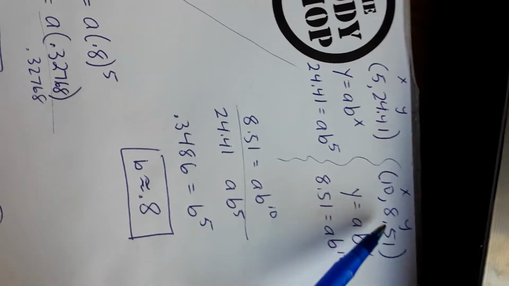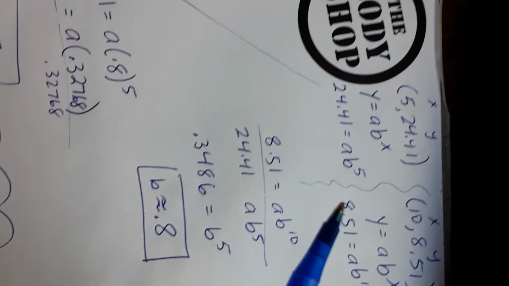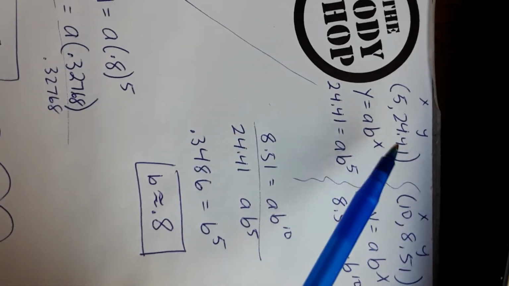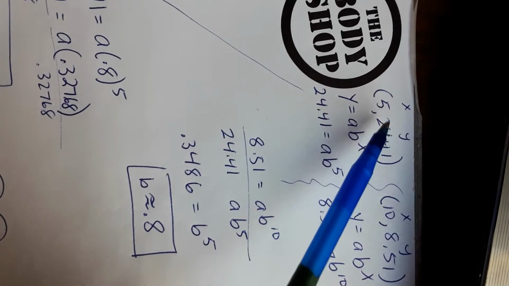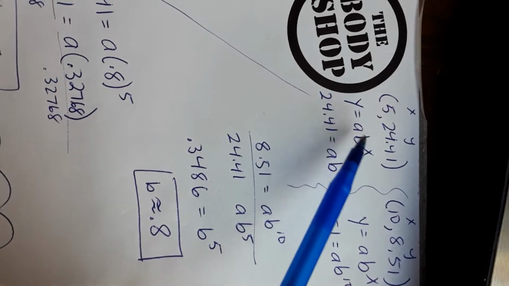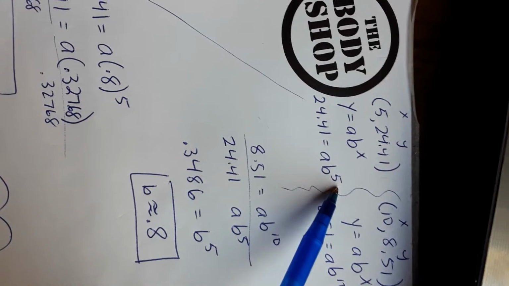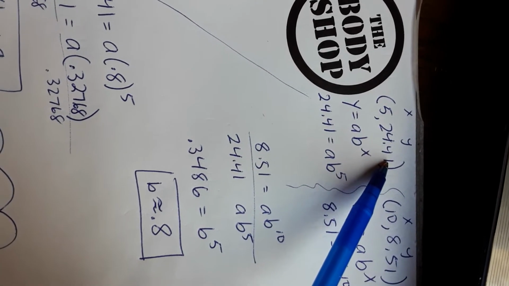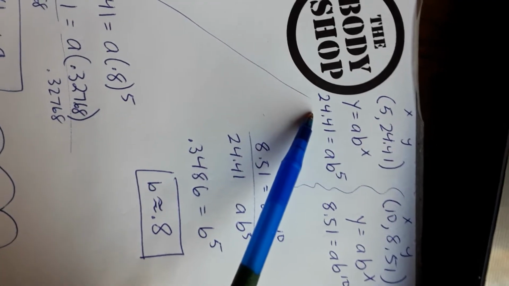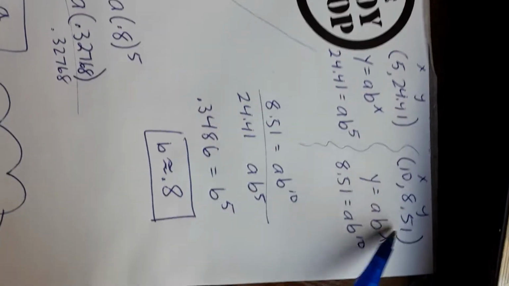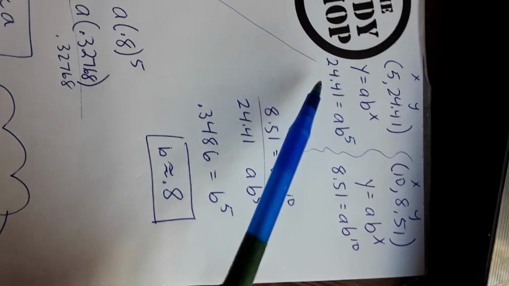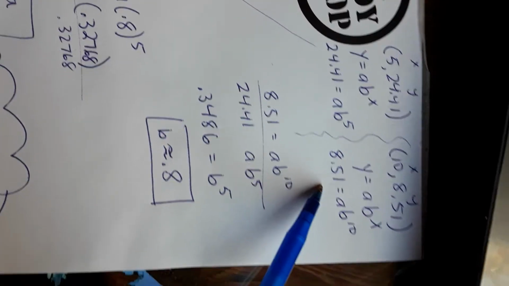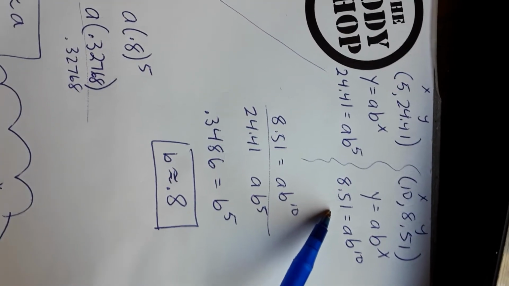And then I just looked at the example that they gave me, and it looks like they're plugging these in. So see how I have an X, like X is 5. So I put a 5 in for X, and Y is 24.41, so I put that in there. And then I did the same thing with this one. So now I have these two equations, and I'm going to do a system of equations.